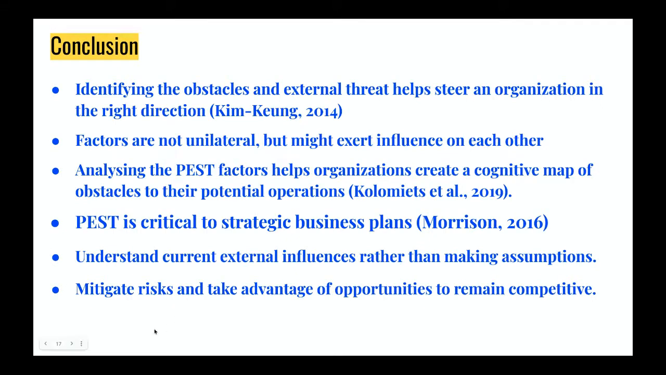In conclusion, identifying the obstacles and external threats to any organization helps steer them in the right direction. According to Kim and Kwong 2014, factors are not unilateral, but many of these factors co-interact. The social might affect the economic, might affect the political, might affect the technological, and vice versa.